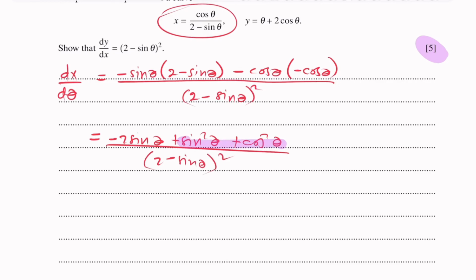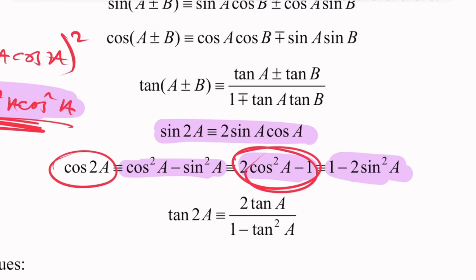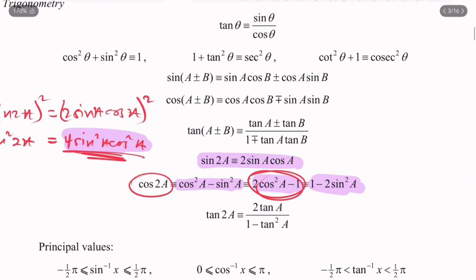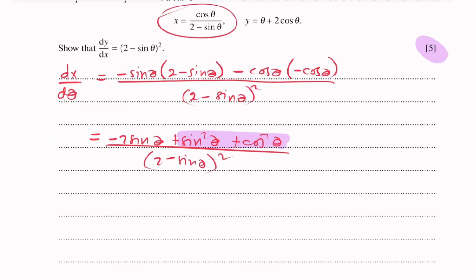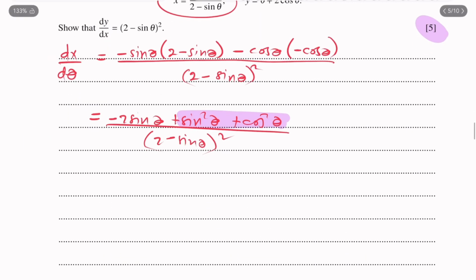Now, if you remember this identity, sine squared plus cos squared, if you don't remember, go to your MF19 and check this guy right here. Oh, let's use the color on it. Check this guy right here. And that says it's 1. So if it is 1, then that means the numerator is going to be 1 minus 2 sine theta all over this. So all of this is just the dx d theta.